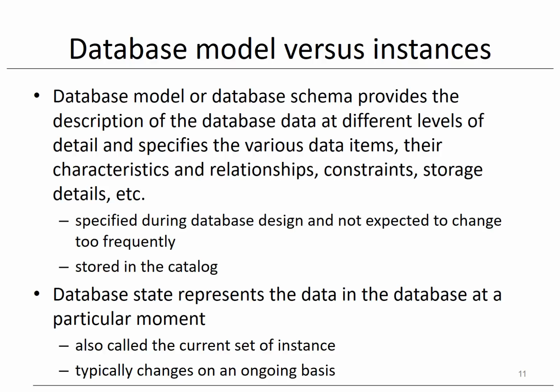In any database implementation, it is important to distinguish between the description of the data, or data definitions, and the actual data itself. The database model, or database scheme, provides the description of the database data at different levels of detail and specifies the various data items, their characteristics and relationships, constraints, storage details, etc. The database model is specified during database design and is not expected to change too frequently. It is stored in the catalog, which is the heart of the DBMS.